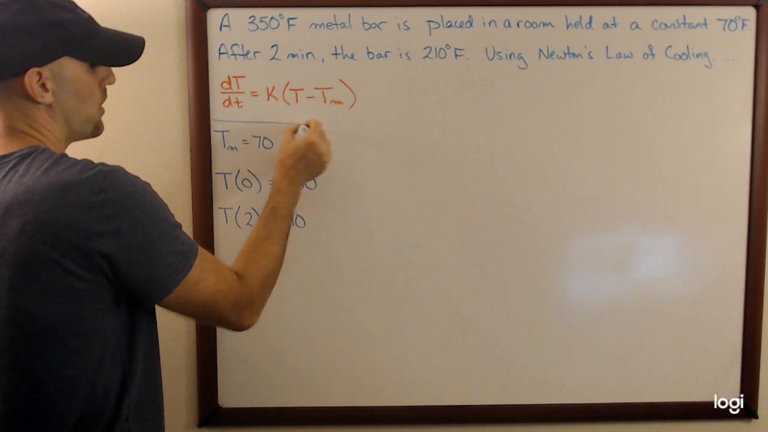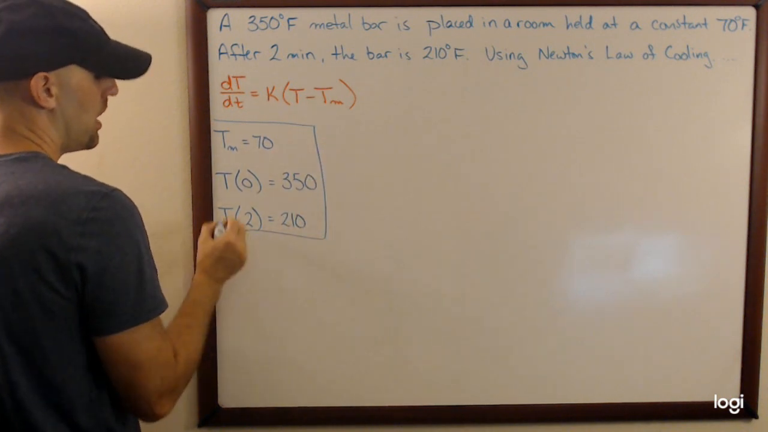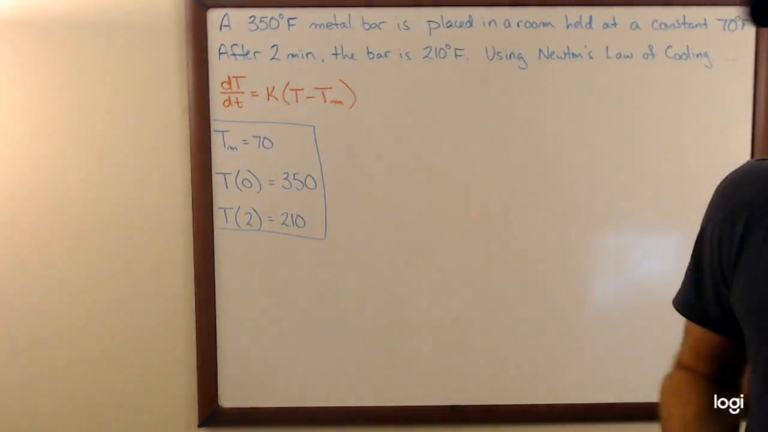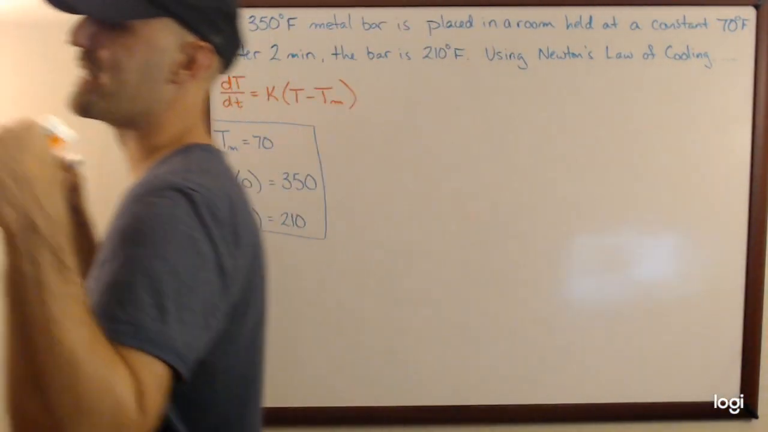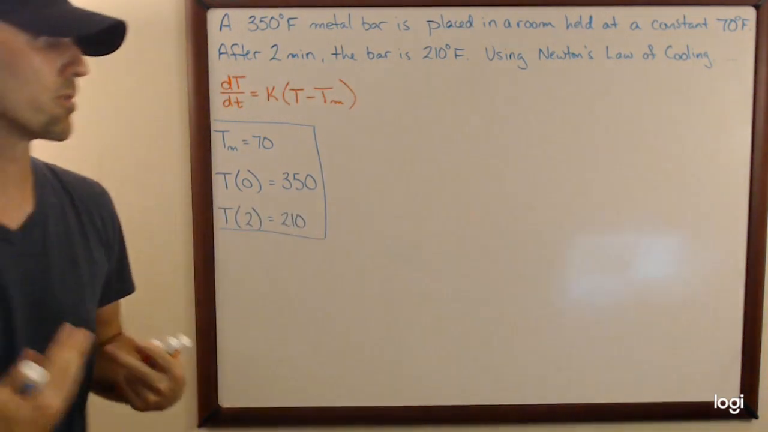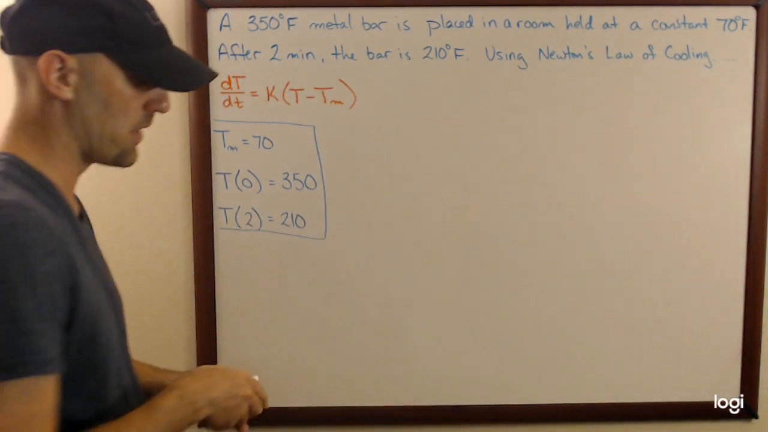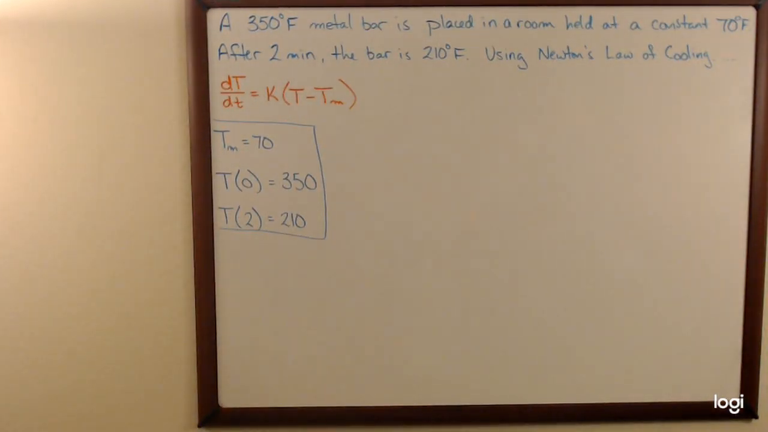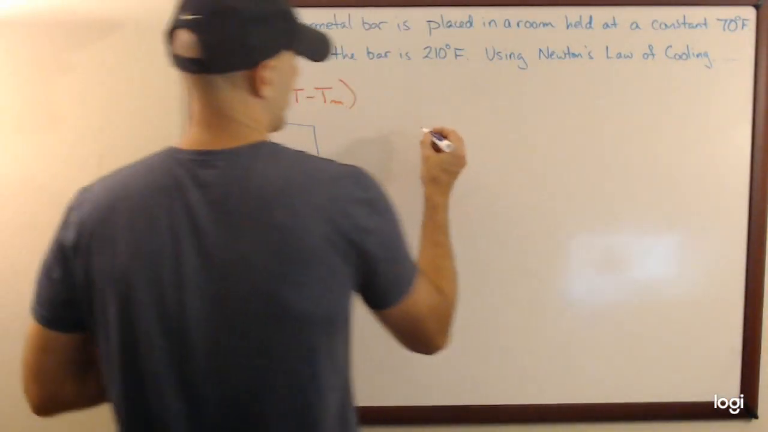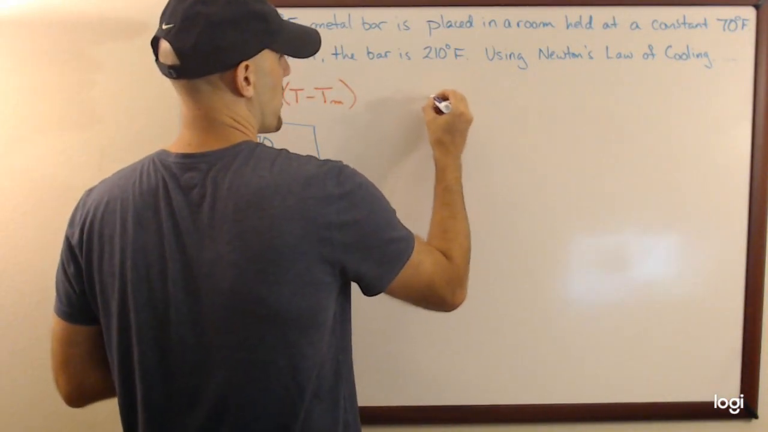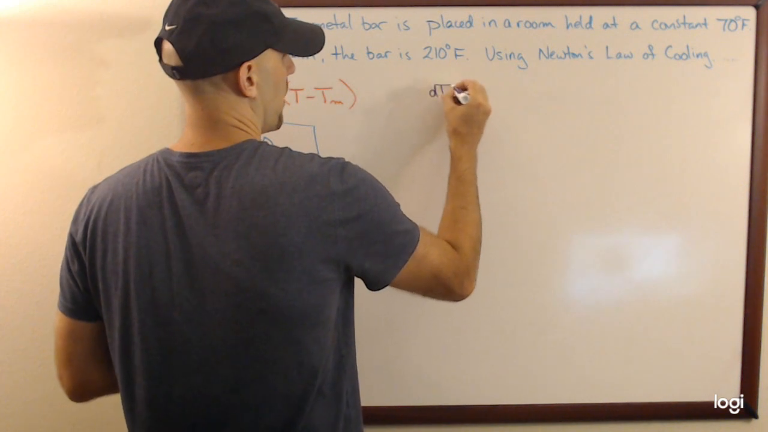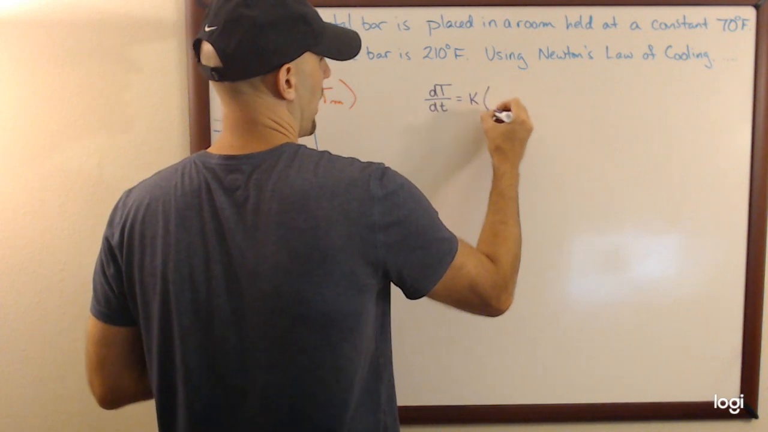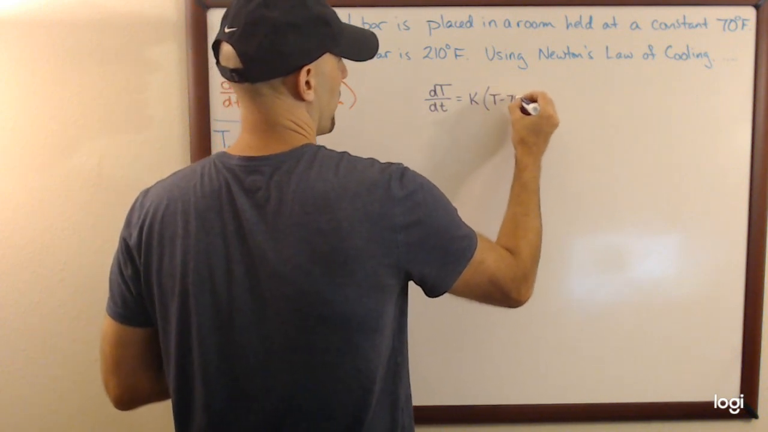Here's all the information I know, and here's my model. Now again, let's remember what we want. What we want is a function where I can plug in a time and it will spit out a temperature. That's what I really want. I can use that to answer any of these questions. So let me see if I can go ahead and do that. The only thing we know for certain right now is that my model is dT/dt equals k times T minus 70.